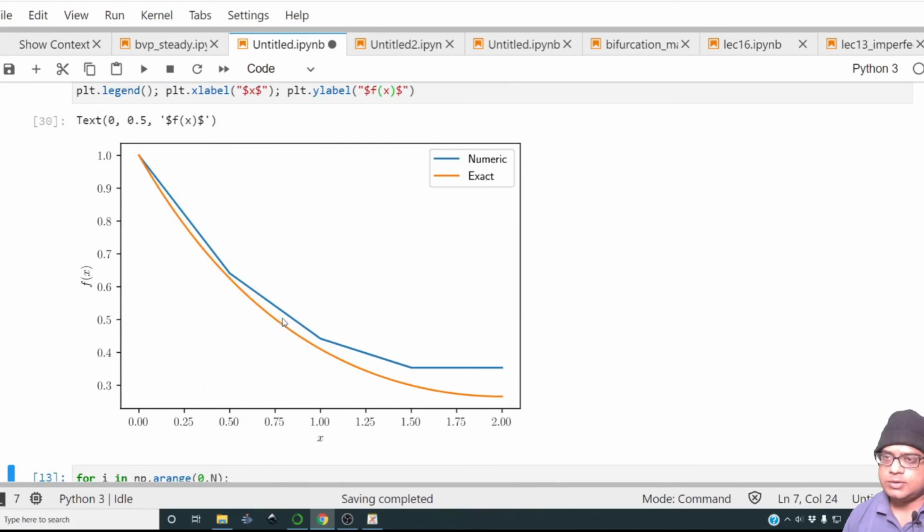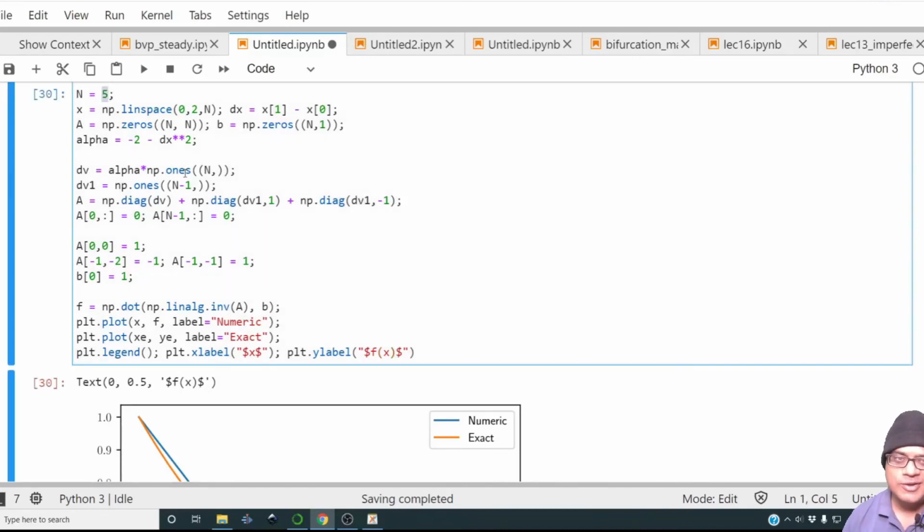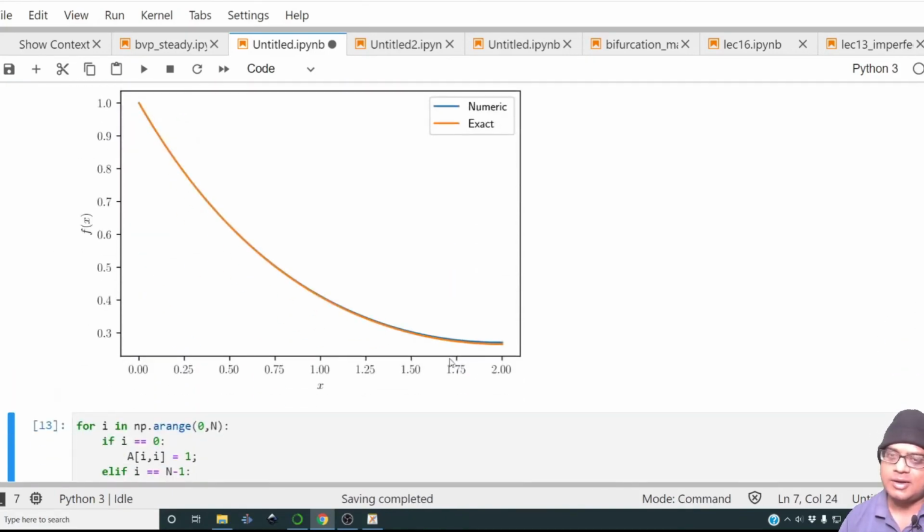So there appears to be some error. I mean, not some error, but it is exact at the end. But here there is a great deal of error. In fact, one reason could be the very ridiculously low number of grid points. So let me take 50 grid points. Maybe it makes things better. It makes things much better. The numeric and the exact solution do appear to match, but at the end point, there is still something. It's not really matching exactly.